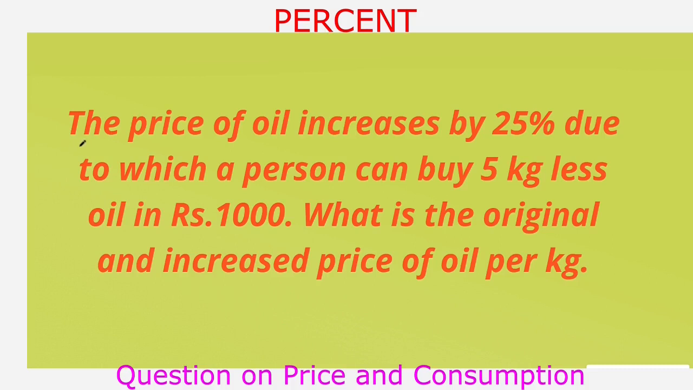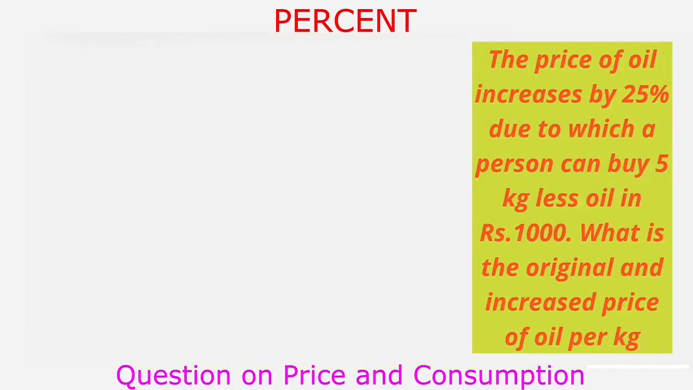The question is, the price of oil increases by 25%, due to which a person can buy 5 kg less oil in rupees 1000. What is the original and increased price of oil per kg? We see it like this. If the amount is fixed, which is rupees 1000, then let the quantity be Q and rate be R. Then amount is equal to Q into R.